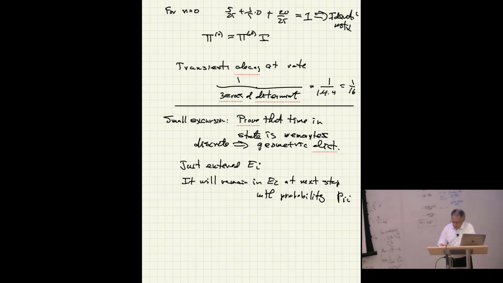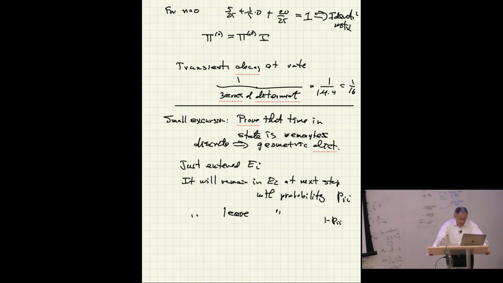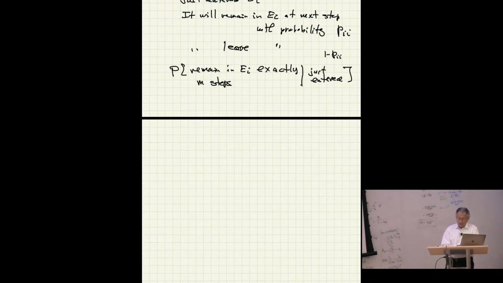Okay. It will leave at the next step with probability 1 minus Pii. It can go anywhere else except itself. Of course, if it ended up staying there, it's going to stay there again with what probability? Pii. Okay? So the probability that you remain in state Ei exactly m steps, given that you just entered this state, what's the probability you spend there exactly m steps? Anybody?